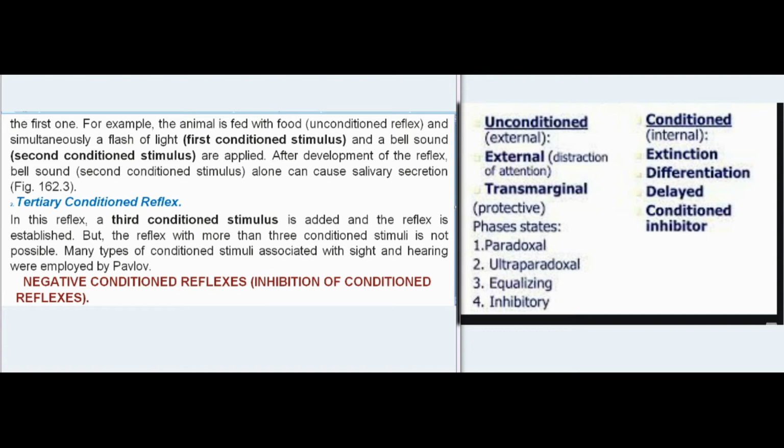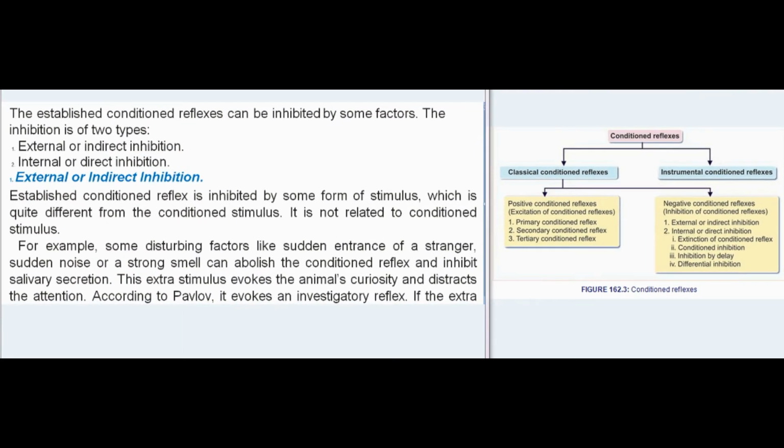Negative conditioned reflexes, inhibition of conditioned reflexes. The established conditioned reflexes can be inhibited by some factors. The inhibition is of two types: external or indirect inhibition, internal or direct inhibition. External or indirect inhibition. Established conditioned reflex is inhibited by some form of stimulus, which is quite different from the conditioned stimulus. It is not related to conditioned stimulus. For example, some disturbing factors like sudden entrance of a stranger, sudden noise, or a strong smell can abolish the conditioned reflex and inhibit salivary secretion.